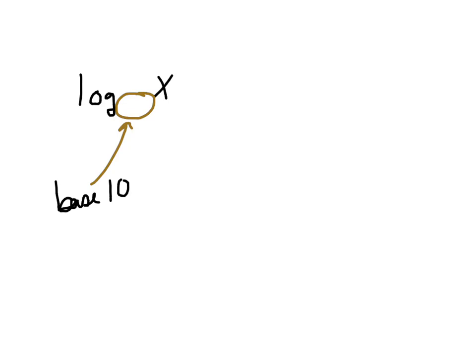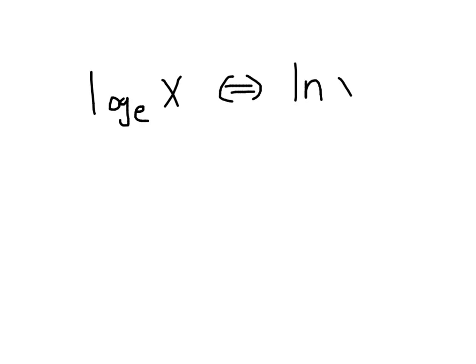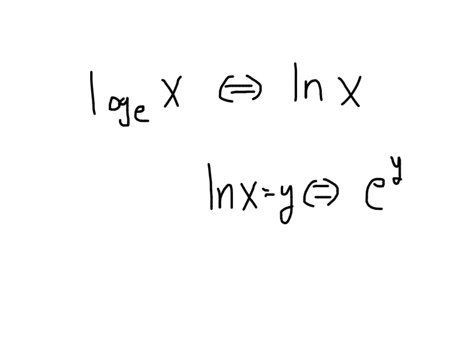The next type that you're going to see is what happens when we have base e, which we had in section 2. We talked about the natural base number. Anytime you have the base e, that's really the same thing as ln. ln stands for natural log or natural logarithm. So when you see something like ln of x equals y, that's the same thing, and remember how we rewrite it as e to the y equals x.